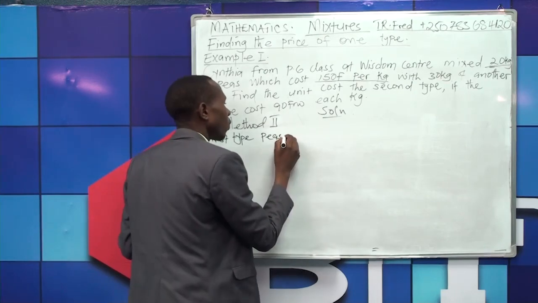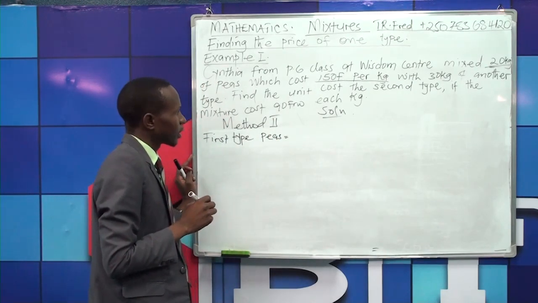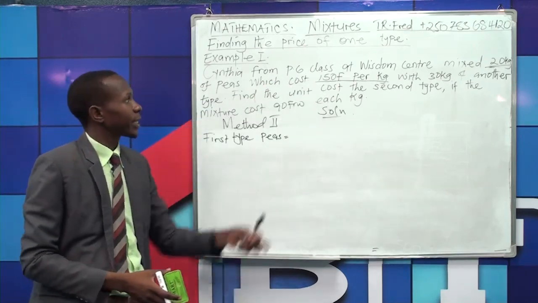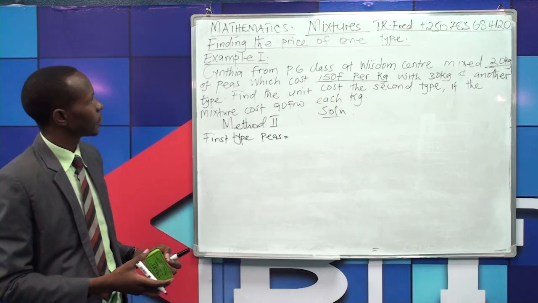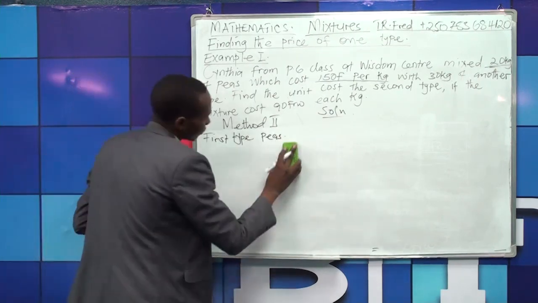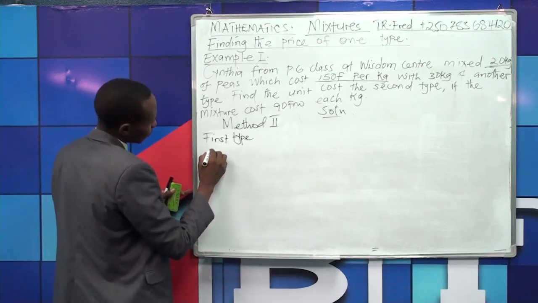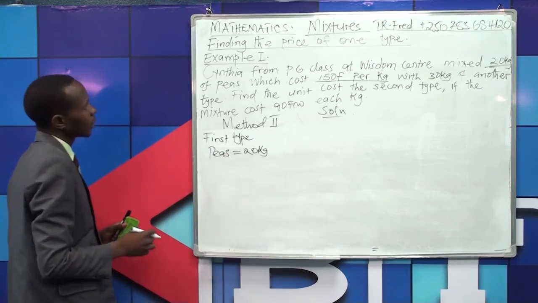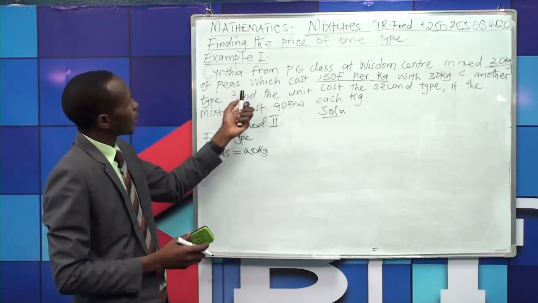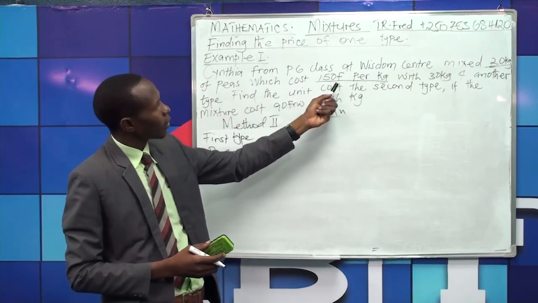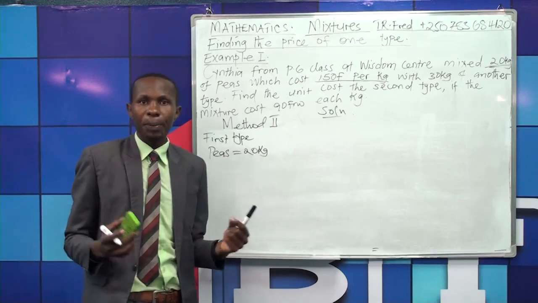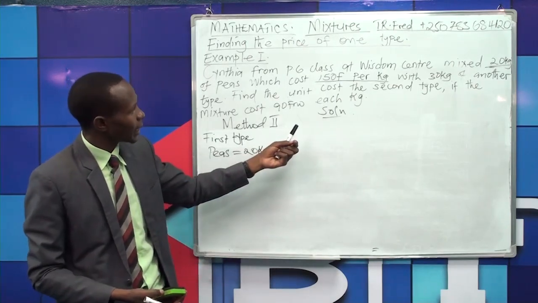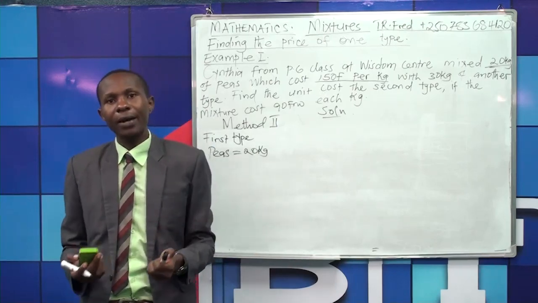How many kilograms were we given of peas according to our question? According to the question, it said, sent here from the P6 class at Wisdom Center, mixed 20 kilograms of peas. Meaning that the first type, the peas, were 20 kilograms. And they continued on the same statement and said, which cost 150 francs per kilo. So peas only, they were 20 kilograms, and out of those 20 kilograms, 1 kilogram was costing 150 francs.